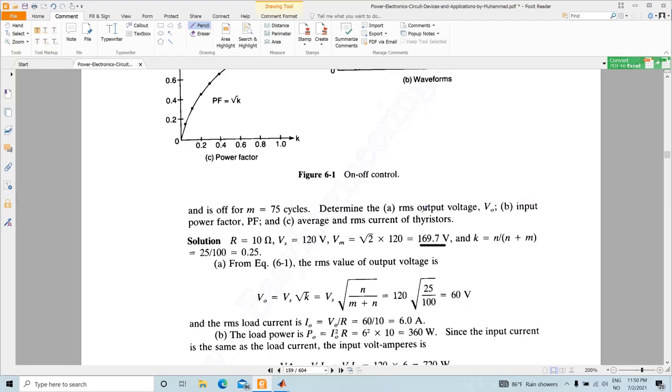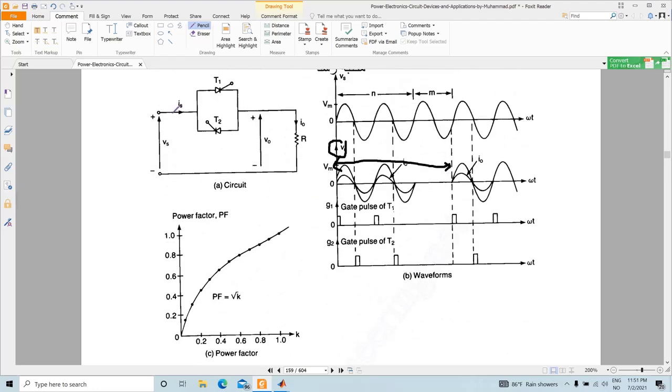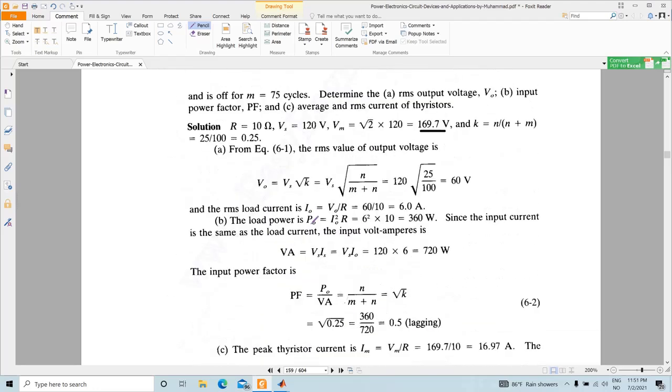So we calculated the output voltage, and to calculate the input power factor, that means what is the power factor of this circuit if you look from here, then the power factor is basically the actual power, which is P out here, the power consumed in the load. And to calculate the power consumed in the load, we need to calculate the output current, and the output current I out can be written as V out divided by R.